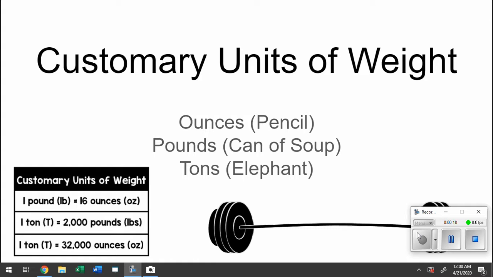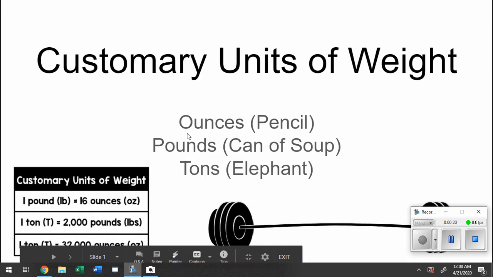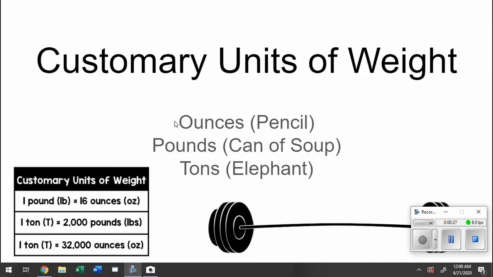Now the smallest unit is an ounce. An ounce weighs about as much as a pencil. So an ounce is very light and it is the smallest unit. The next unit we're going to be talking about is pounds. So a pound is about the weight of a can of soup. There are 16 ounces in 1 pound.